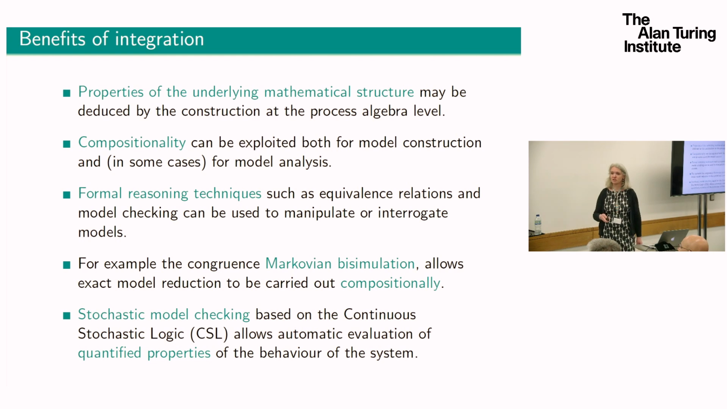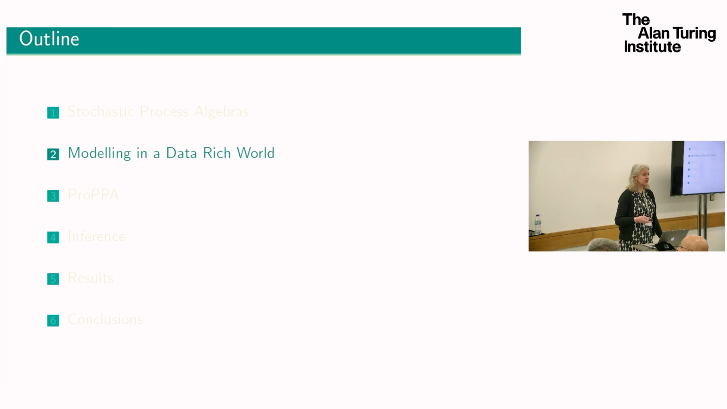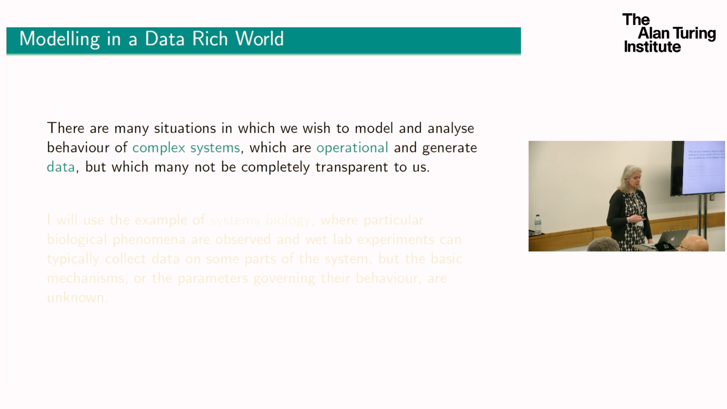So that's just a little bit of background about stochastic process algebras, and as I say, they were originally developed for modeling computer systems and communication systems, but in the last 20 years have had many other applications, one of which is biological systems and systems biology. But actually what I'm going to say applies to many other situations where we have complex systems which are operational, so they're actually behaving and we can collect data from them, but their internal behavior may not be completely transparent to us. So this might be a system that we've designed, but is too complex for us to really know all the parameters.